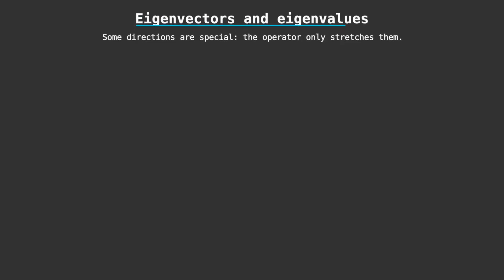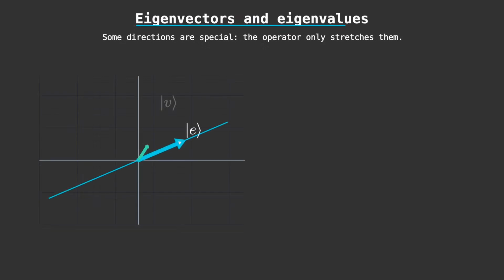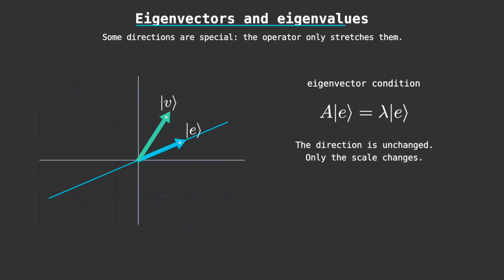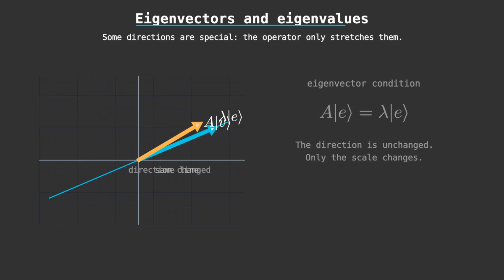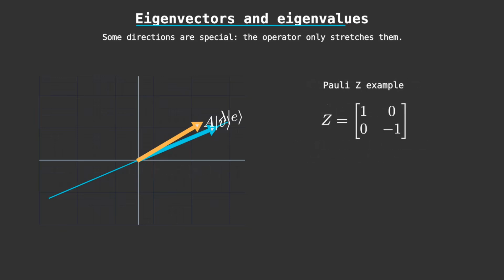Eigenvectors are special directions of an operator. In this animation, a general vector changes direction when the operator A is applied. But the eigenvector stays on the same line. It may stretch, shrink, or flip sign, but its direction is preserved. This is why we write A|E⟩ = λ|E⟩. The number λ is the eigenvalue. It tells us how the eigenvector is scaled.